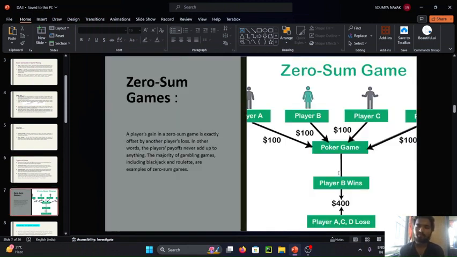Talking about zero sum games, basically poker and all of the gambling games come under this category. The player's gain in a zero sum game is exactly offset by another player's loss. In other words, the players' gains and losses never add up to anything. The majority of gambling games, including blackjack and roulette, are examples of zero sum games.